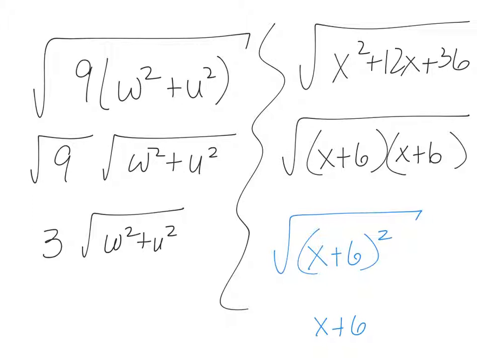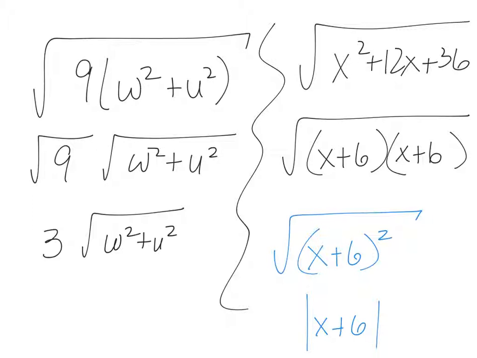And remember, when it's a square root of a square, we put the absolute value around it. Again, square root of a square cancel, but we need that absolute value there.